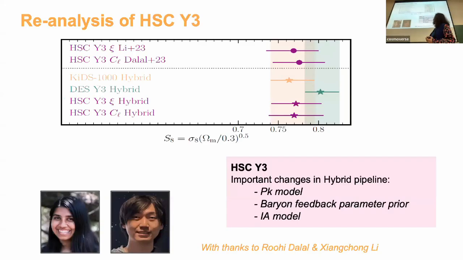And then we also asked the HSC team to do the reanalysis. In the top panel, we can see their original analysis, using their two-point correlation functions and the power spectrum. And in the bottom, what you can see is the analysis once they follow our hybrid choices. So I should probably tell you what the hybrid choices were before that.